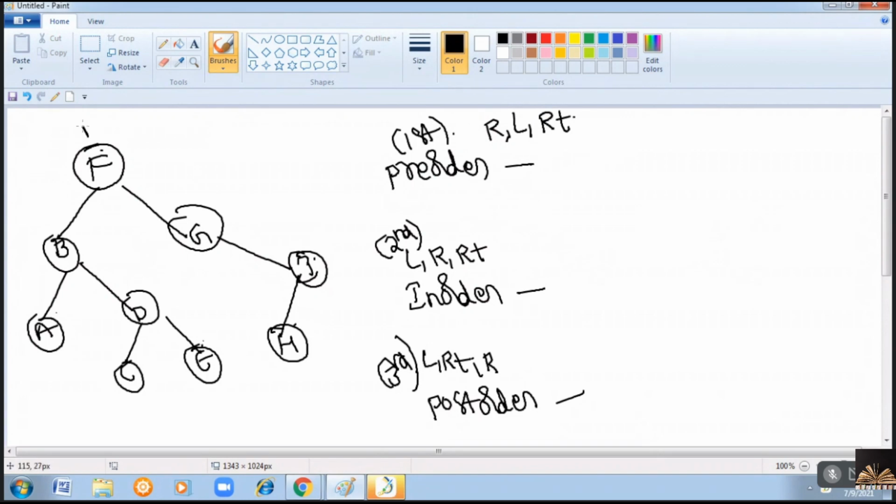Let me start from the root node. This is your root node, right? So what is the pre-order? Pre-order is the first visit of a vertex. You will start visiting the vertices from here. So you have visited F for the first time. First visit of a vertex comes under pre-order, right? Now you traverse the vertices. Now you have come to B. This is the first visit. First visit means it is pre-order. Now coming to A, this is the first visit. So A. Next, second visit and third visit.